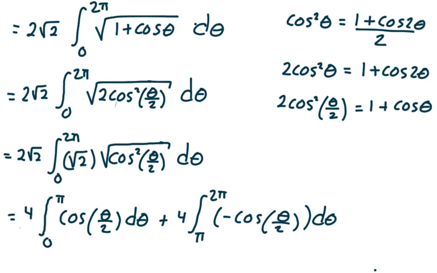Now, this is a power reducing formula here, but it's really important in Calc 2. Cosine squared theta is equal to 1 plus cosine 2 theta divided by 2. Okay, very useful for integrating. Now what I want to do is multiply both sides by 2. And when I do that, I get 2 cosine squared theta is 1 plus cosine 2 theta.